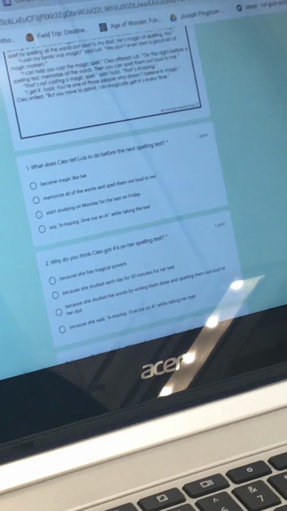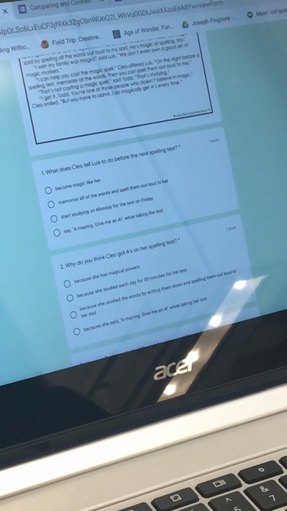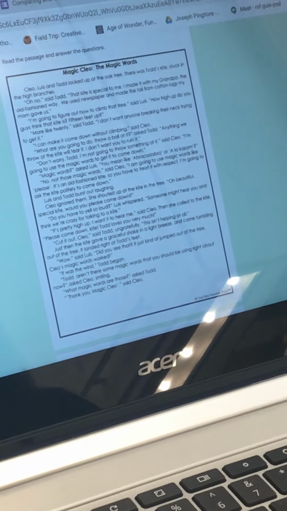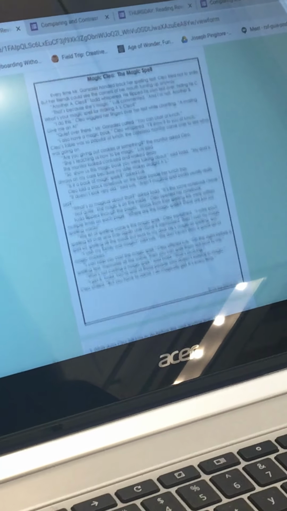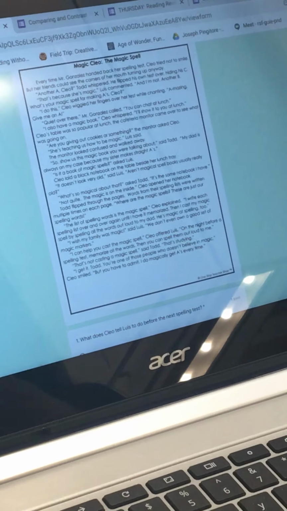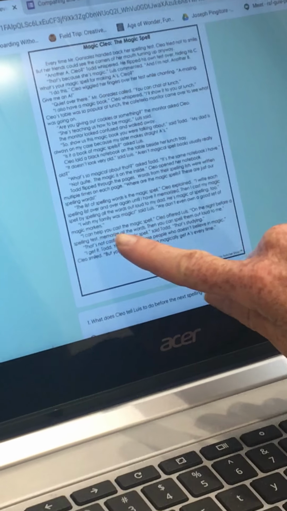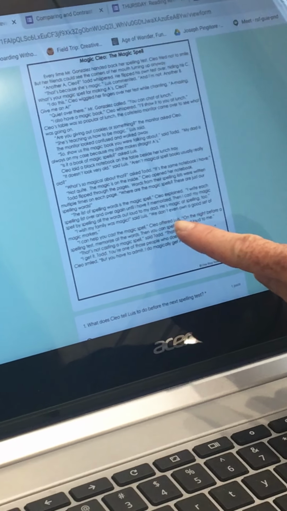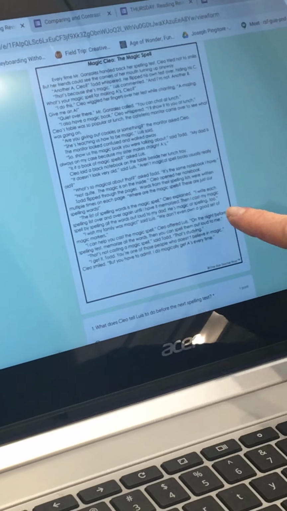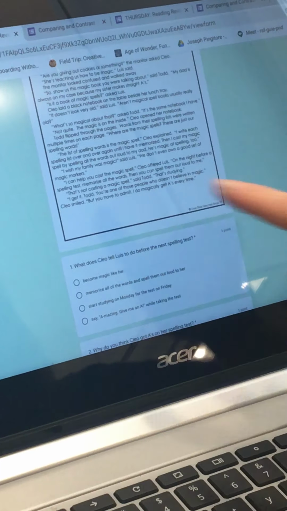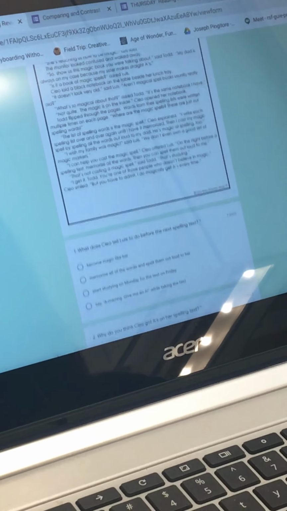So now you have to say to yourself, well, which passage talks about the test? Was it the first passage, the magic words, or was it the second passage? And you'll see that the spelling test refers to the magic spell text. And the question wants to know what Cleo tells Lewis. She gives him some really good advice down here on the bottom. "I can help you cast the magic spell," Cleo offered Lewis on the night before. So when you go to answer that question, you want to refer to when Cleo gave Lewis advice.